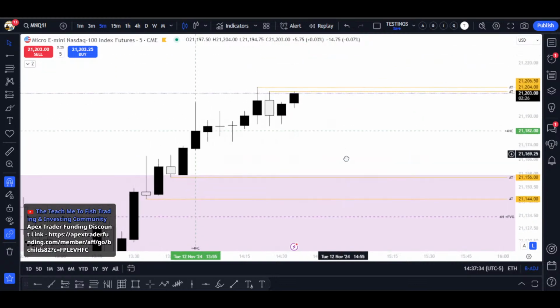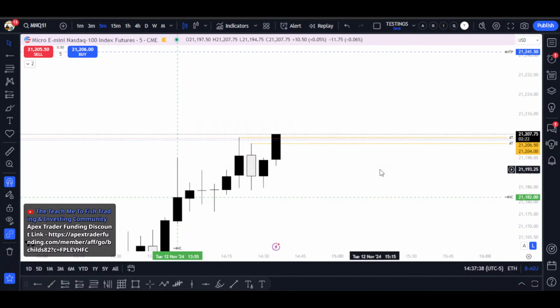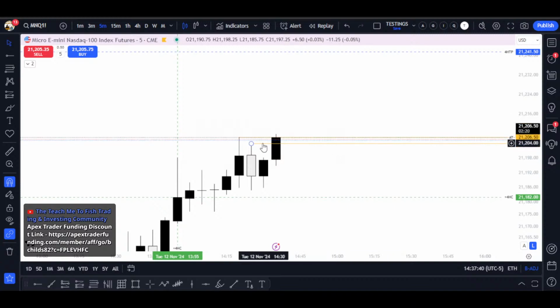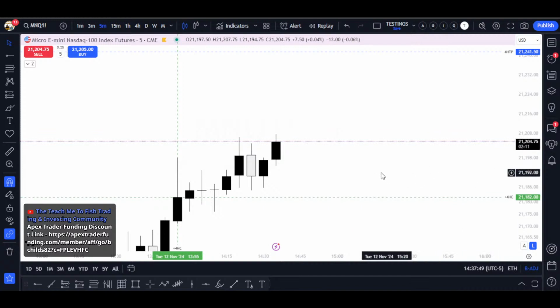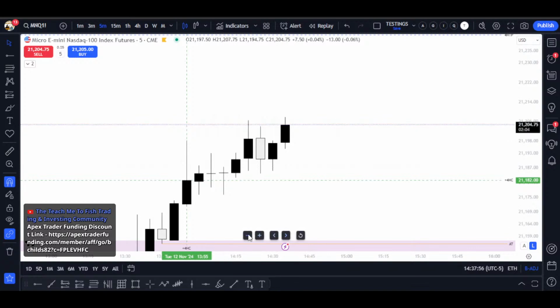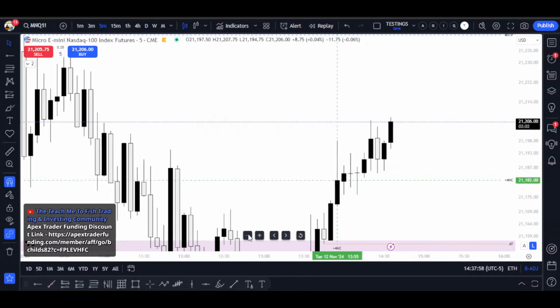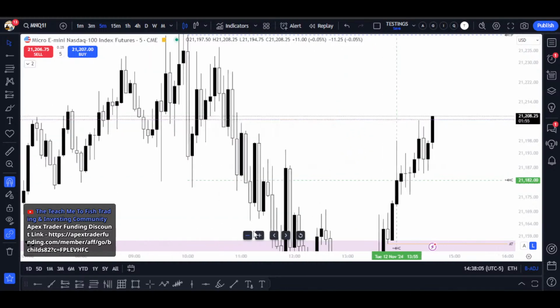All right, so that algo target has been hit, and the other algo target has been hit. So we'll go ahead and take those off. We'll see how it treats this swing high right here. Again, I'm looking for entry below $21,182. I'm just going to take a look at the left side of the curve here.